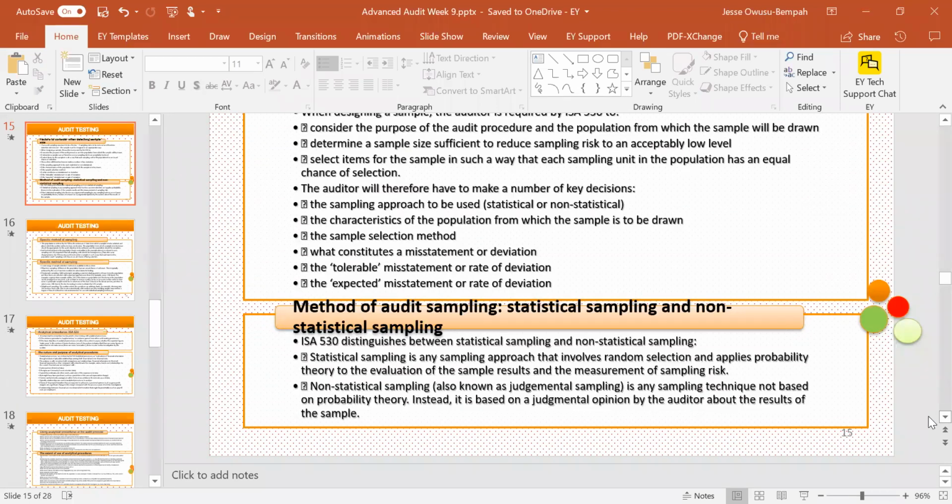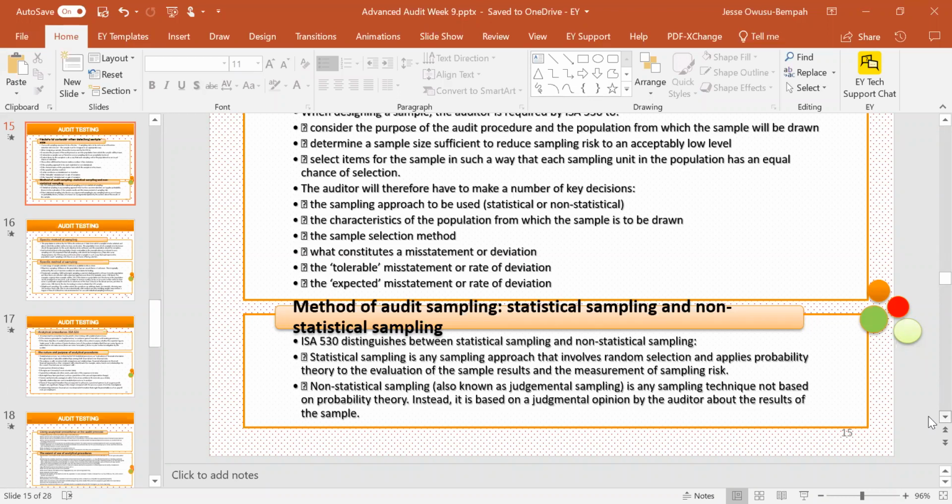Now we've talked about statistical sampling and non-statistical sampling. You can call non-statistical sampling judgmental sampling. Statistical sampling, as the name implies, involves some form of random selection and applies probability to the whole sampling approach. But non-statistical sampling is not based on probability theory. Instead, it's based on the judgment of the auditor.